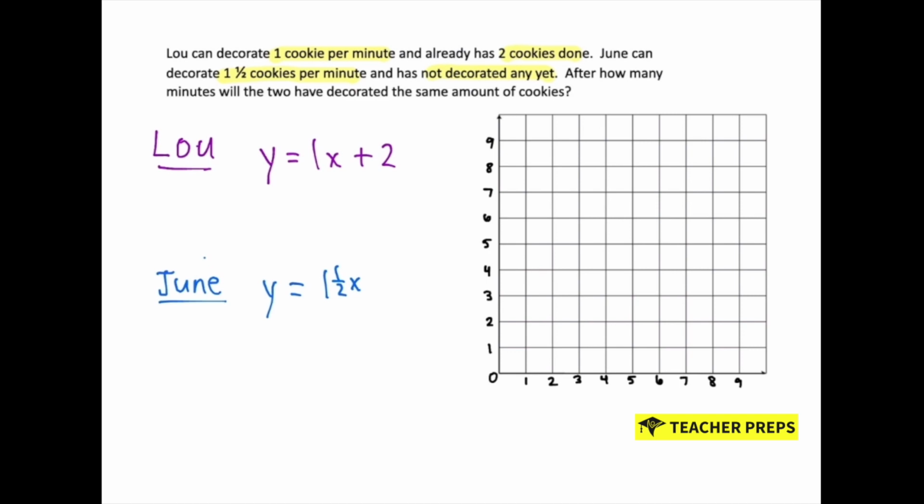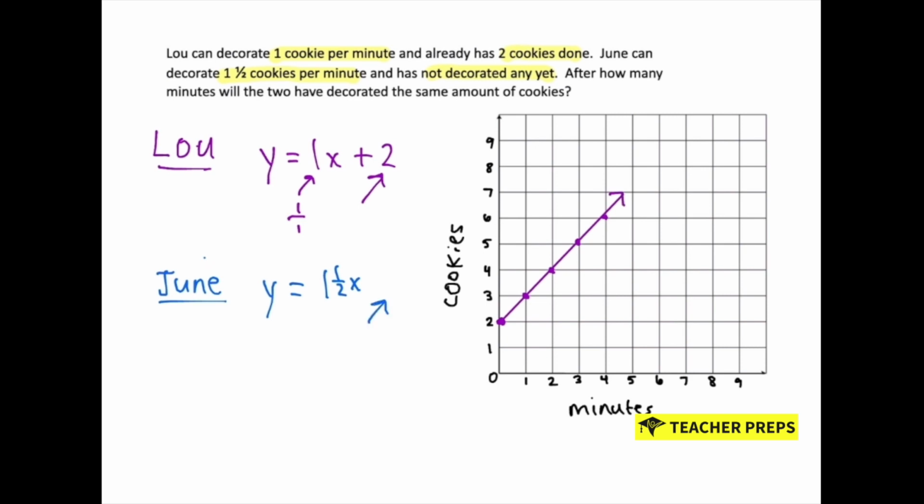So now that we have our equations made, we can graph them on the coordinate plane. We can make the x-axis minutes, and we can make the y-axis cookies. Let's start by graphing Lou's line. Lou's y-intercept is 2, and Lou's slope is 1, which can be written as 1 over 1. So we can go up 1, over 1, up 1, over 1. Connect the points, and we have Lou's line.